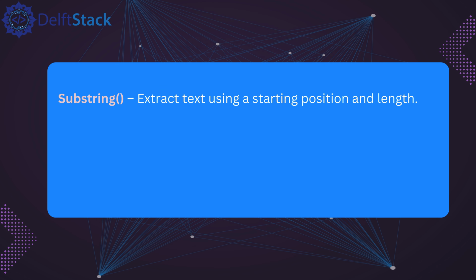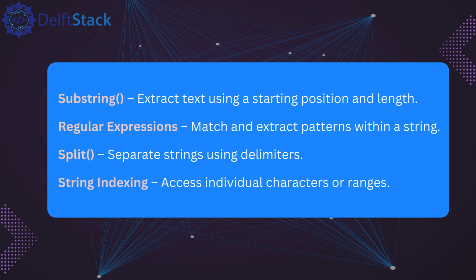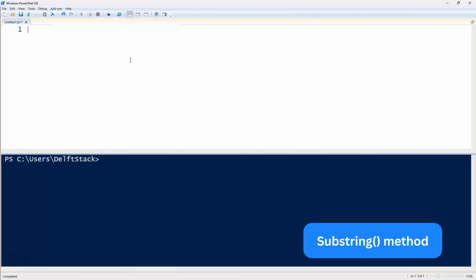1. The substring method, which extracts text using a starting position and length. 2. Regular expressions, which allow you to extract patterns from a string. 3. The split method, which helps when working with delimiters. And 4. String indexing, which lets you access individual characters or ranges. Let's start with the substring method.